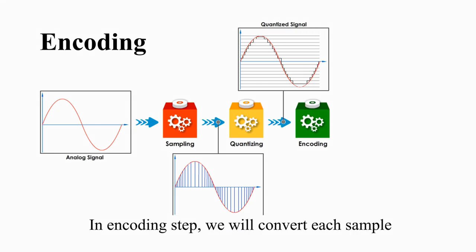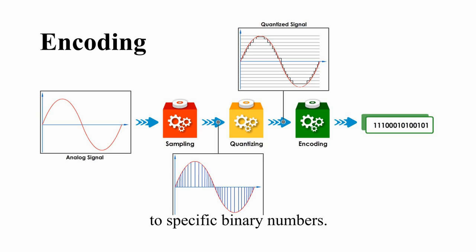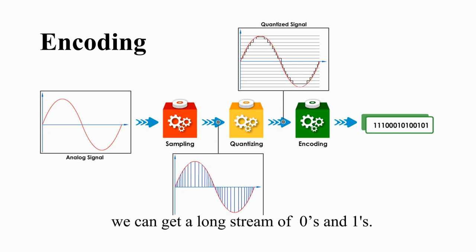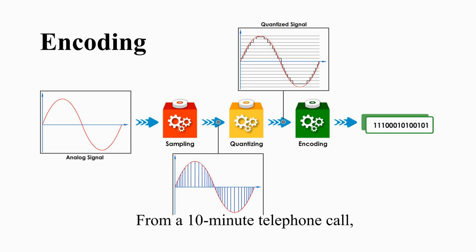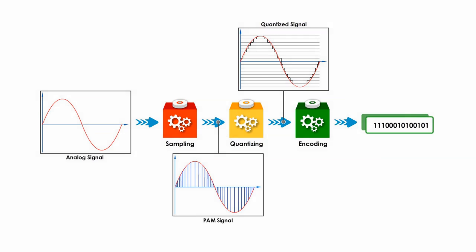In the encoding step, we will convert each sample from right to left in time order to specific binary numbers. From 1 second of analog data, we can get a long stream of zeros and ones. From a 10 minute telephone call, we can imagine we get a really long stream of zeros and ones.